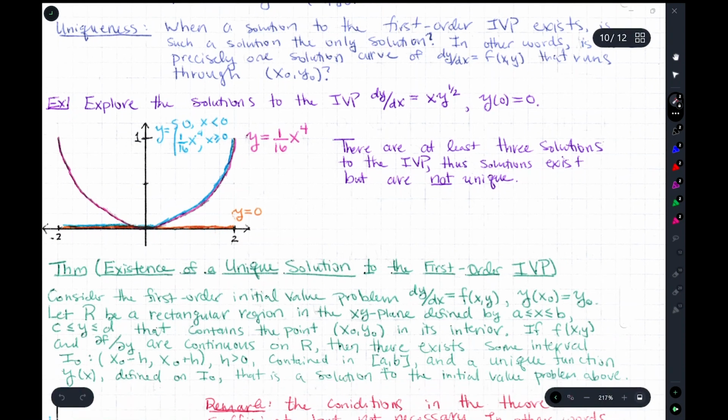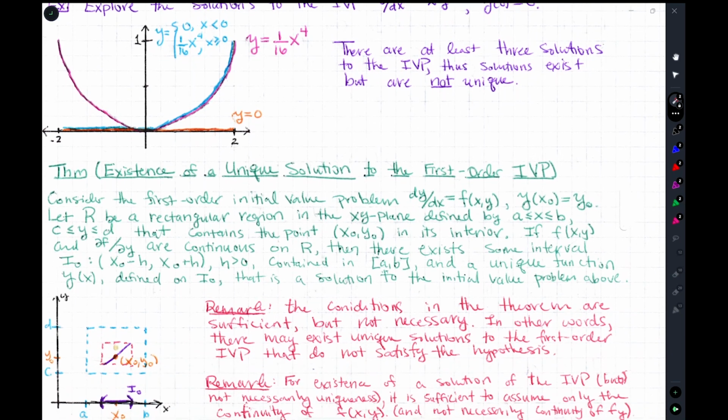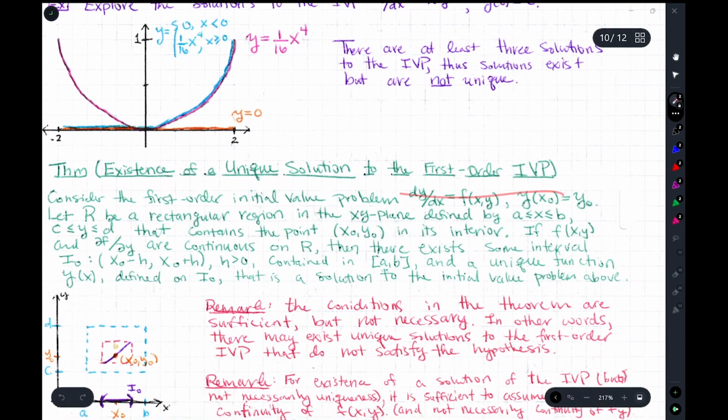So naturally, we're going to ask the question about existence and uniqueness. When can we guarantee that? And so consider the first order initial value problem dy/dx equals f(x,y) with the initial condition y(x naught) equals y naught. Let R be a rectangular region in the xy plane defined by x between a and b and y between c and d that contains the point x naught, y naught. So that rectangle contains the initial point in its interior, so it's not at the boundary.